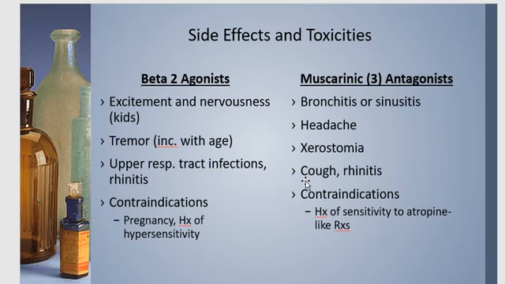Muscarinic antagonists side effects include the bronchi or the sinuses being inflamed, persistent headache, dry mouth, cough, runny nose, and of course contraindications would be basically a history of sensitivity to atropine-like compounds. And so we haven't talked about what atropine is, but it is an anticholinergic type drug, and it shares some structural similarity to ipratropium, but more selectivity in terms of what it binds to.